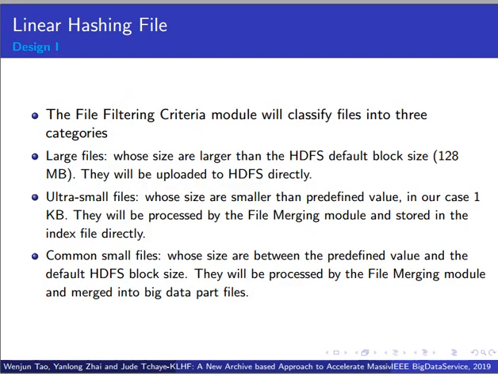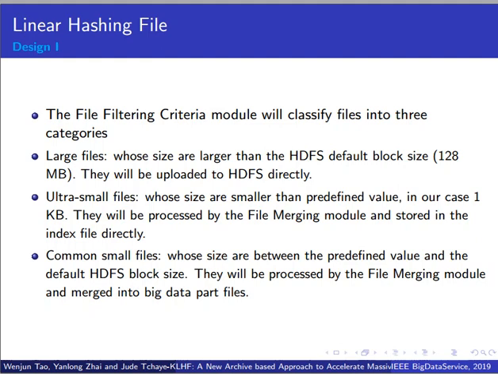In our design, the file filtering criteria model will classify files into three categories: large files, whose size is larger than the HDFS default block size, 128 MB. They will be uploaded to HDFS. Ultra small files, whose size is smaller than a predefined value, in our case 1 KB.